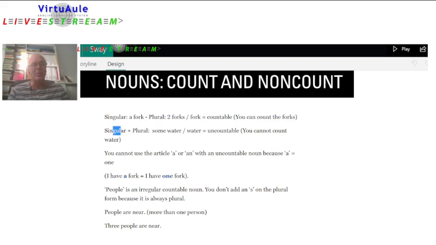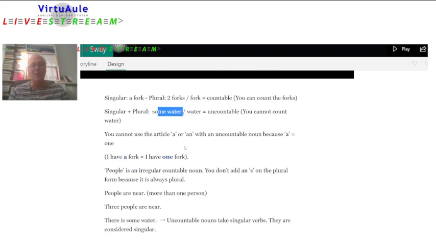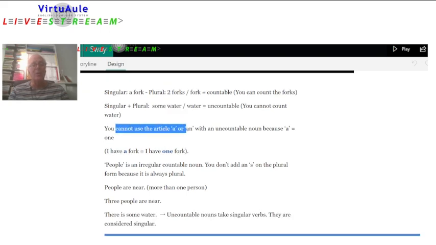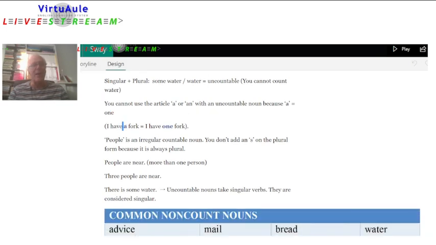Let's look at another example. Singular plus plural. Some water. Water, you cannot say two waters. Water is uncountable. You cannot count water. So there is no singular article. You cannot say a water, and you cannot put the s. You cannot say waters. This is an uncountable or a non-count noun. You cannot use the article a or an with an uncountable noun because a equals one. So you're counting something. I have a fork means I have one fork.